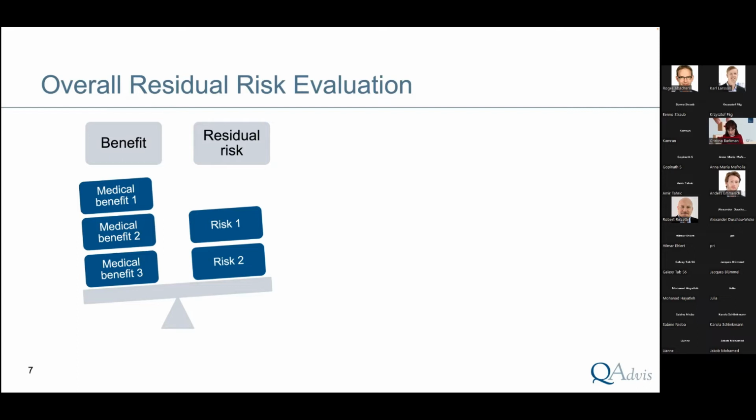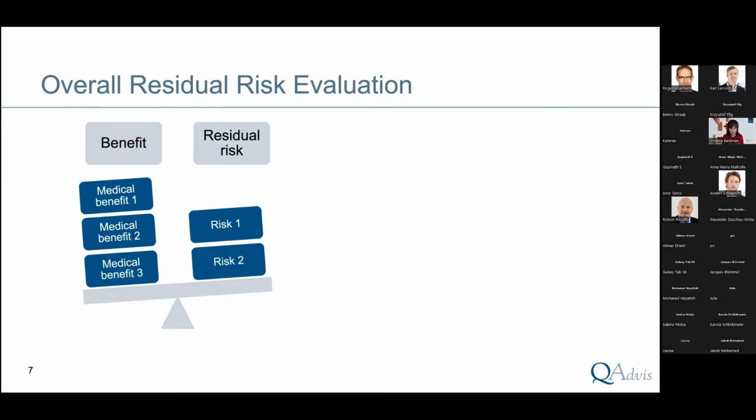And it was also unclear which individual risks should be included in the evaluation of the overall residual risk. So the old version of the standard was quite unclear at that point. And this two-step approach was replaced with one evaluation in the latest version of the ISO 14971 standard.